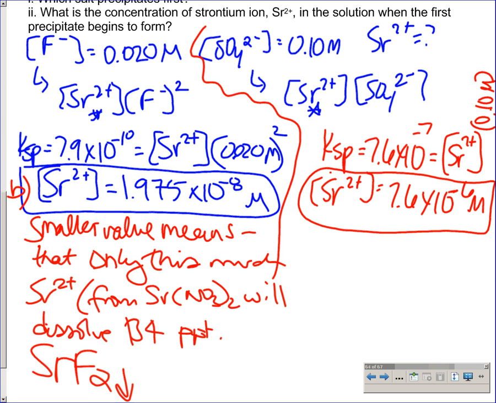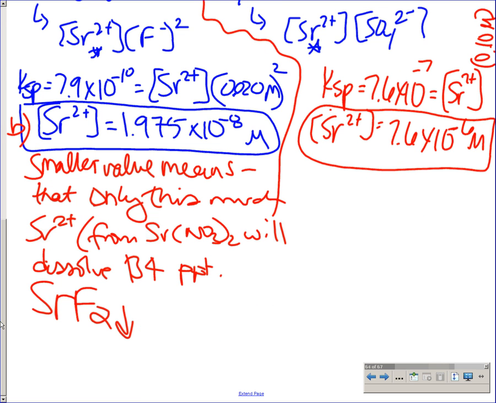Oh, sorry. Which one was it? If the number was smaller, doesn't that mean you could add more to it without it precipitating out? No. Oh, small. Okay. So that means that very, very little will dissolve. And so if you add a little bit more, it's done. Whichever one has the smaller one, the solution can't hold as much. So if you add a little bit more of that strontium nitrate, it's going to precipitate out.